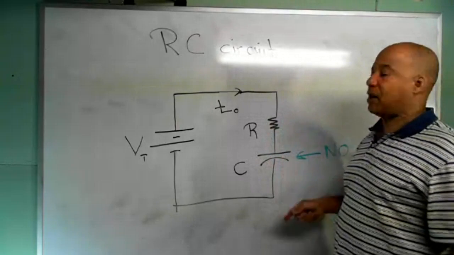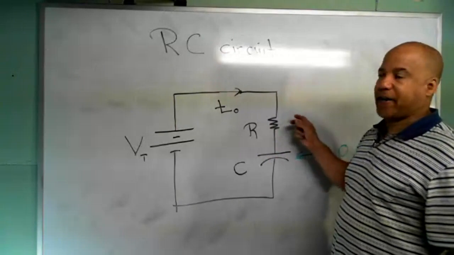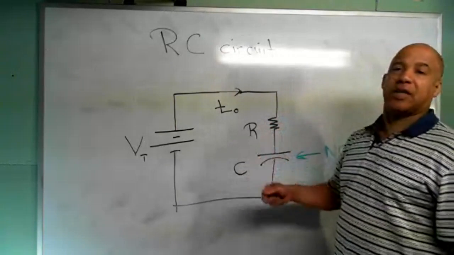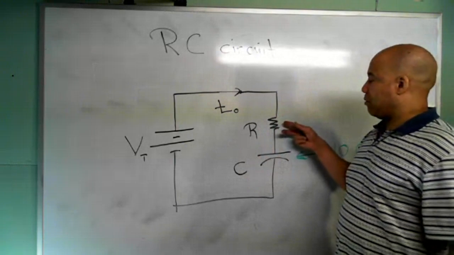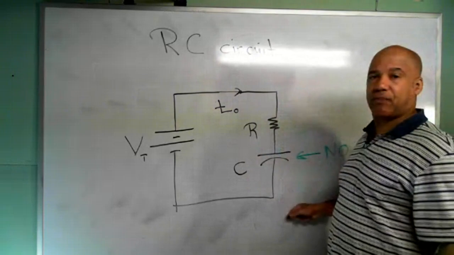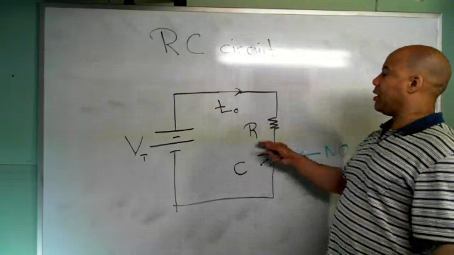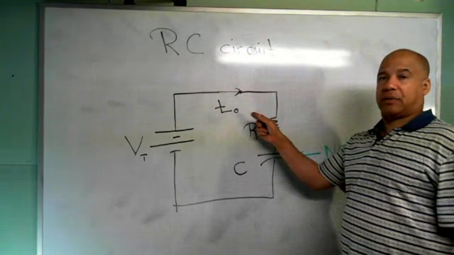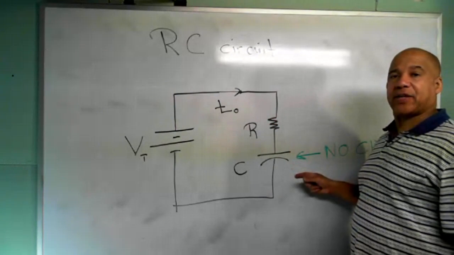It's kind of like a bathtub, and this is a spigot. The more resistance I have in that spigot, the smaller the hole, the longer it's going to take for that bathtub to fill up. Instead of water, what we're controlling is current, the flow of current to that capacitor. So when I close the switch at t equals 0, there's no charge in the capacitor.